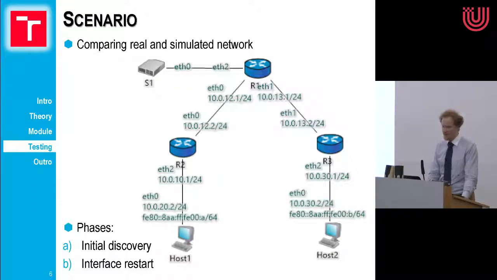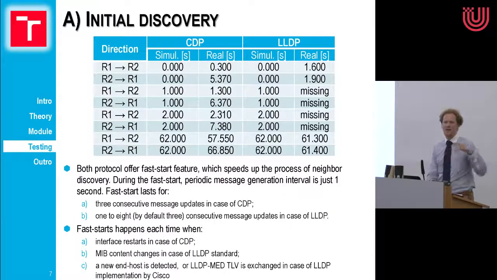Regarding the initial discovery, you can imagine that right now we have freshly booted devices, and they start to exchange, as one of the first things, these CDP and LLDP messages. Both of these protocols offer something called the fast start feature, which basically means that if I do not know any neighbor, I will send 3 subsequent CDP or LLDP messages in order to fasten the process of neighbor discovery.